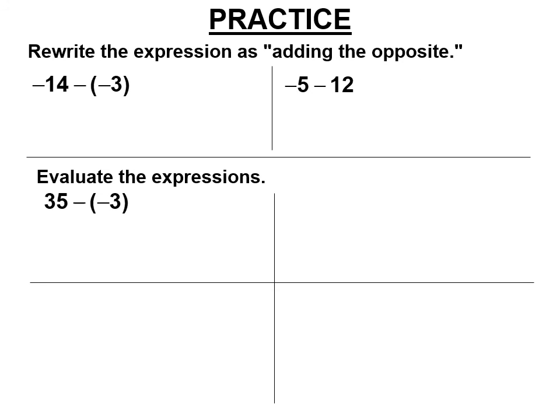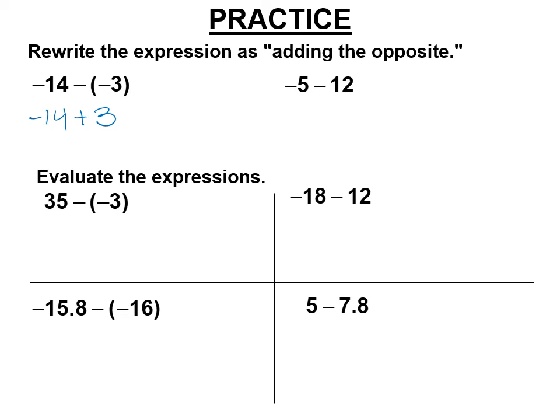We're going to practice. Right, so notice in the first two, it's not asking for the answer. Read the instructions. You're going to do this on the test too. So I want you to be able to rewrite things as add the opposite. So negative 5 minus 12 becomes negative 5 plus negative 12, right? You add the opposite of 12. Now you're going to evaluate. So this one's 35 plus 3, which is 38. This one is negative 18 plus negative 12, which I'm going to get negative 30.